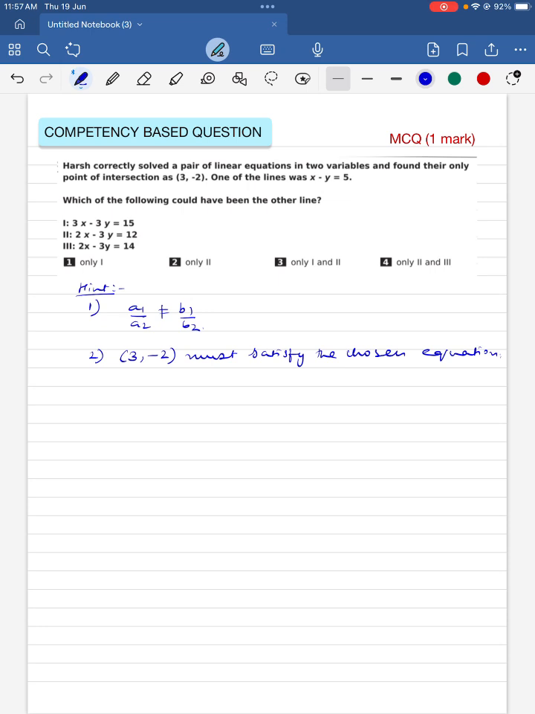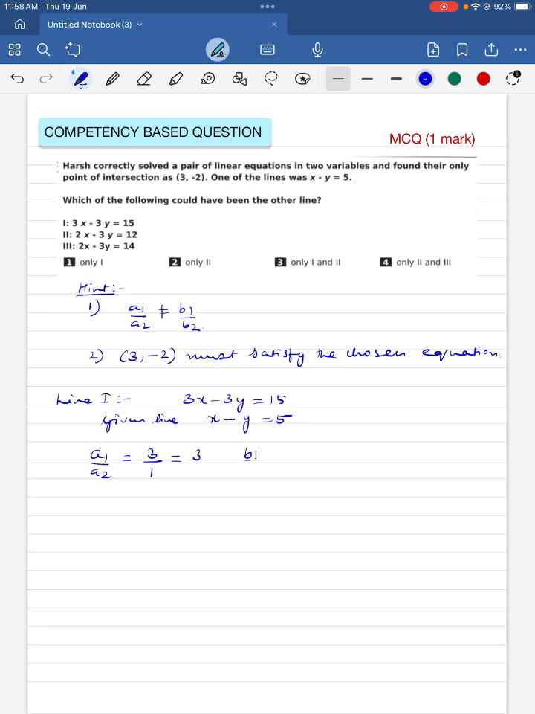So let's try out the first option. Let me take line 1. I know the equation of line 1 is 3x minus 3y equal to 15. And the given line I know is x minus y equal to 5. Now let's try out a1 by a2. a1 is the coefficient of the x term in the first equation, which is 3 in this case, and a2 is the coefficient of the x term in the second equation. So I'll get a1 by a2 as equal to 3.